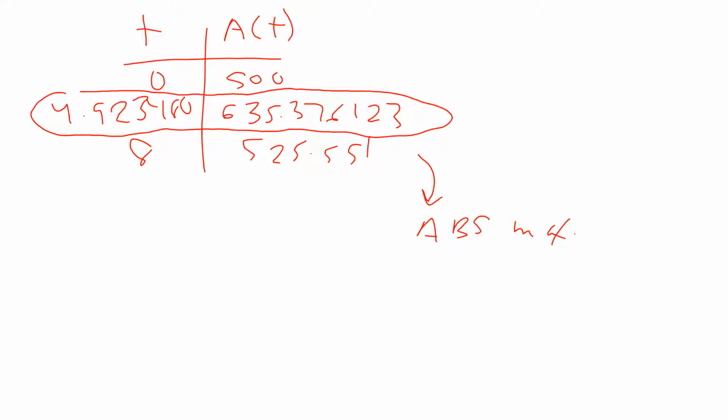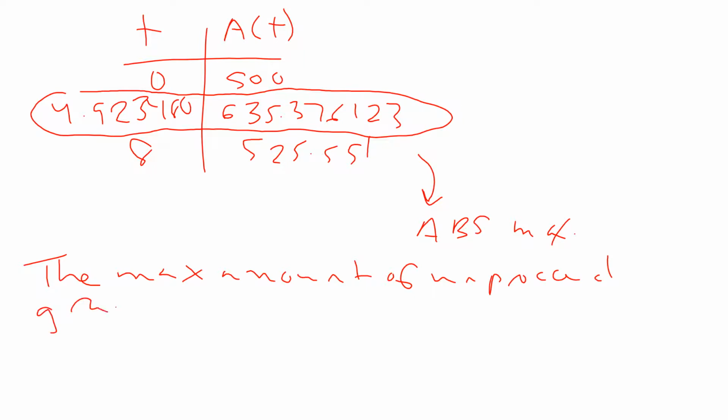If I wanted to restate this, I'm going to say that the max amount of unprocessed gravel during my workday, 0 ≤ t ≤ 8, in tons, equals 635.376.